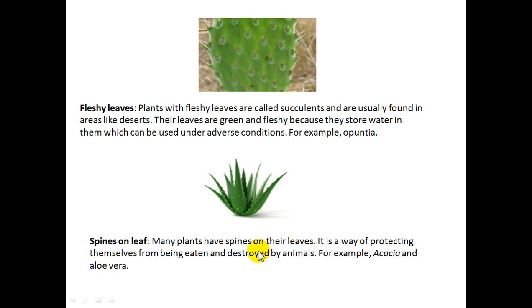The reason why the spines are present on it is of two types. First, to protect them from the grazing animals, the animals who used to graze the plant, so they will not eat those plants, and it is also a way of protecting themselves from being eaten and destroyed by the animals. And also the spines are for the insects also, insects can also not sit on the plants which are having spines on it.